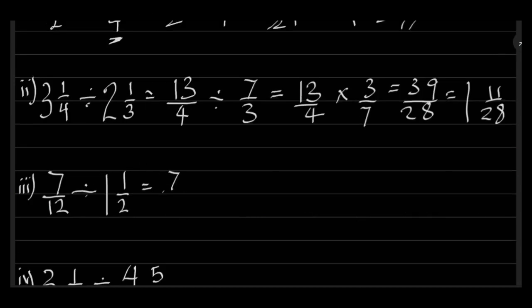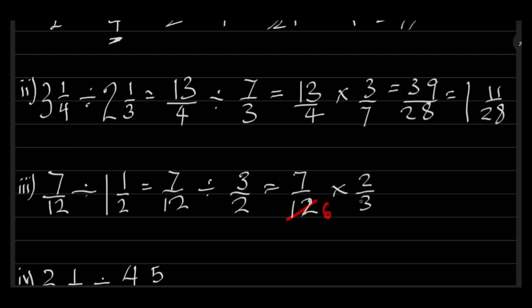example 3, 7 over 12. We only have to change the second fraction to a mixed fraction, so we have to maintain our division, and that will give us 3 over 2. 2 times 1 is 2 plus 1 is 3. So now this will give us 7 over 12 times 2 over 3. Can we cancel out? Of course.